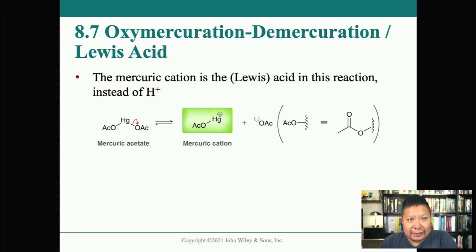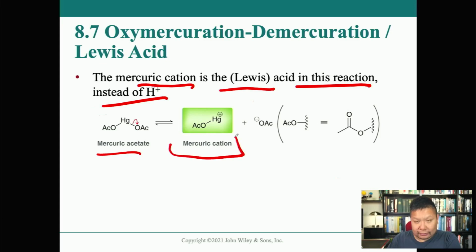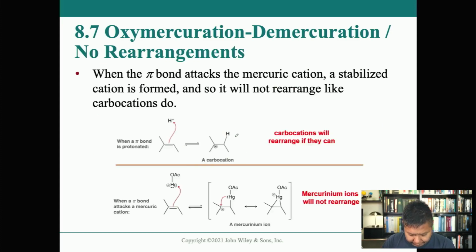So the mercuric ion is a Lewis acid in this reaction instead of the proton. Here's your mercuric acetate, which is the thing that you saw on the previous slide, and then you get the mercuric ion, the mercuric cation, and that's what's going to be the reagent in this reaction.